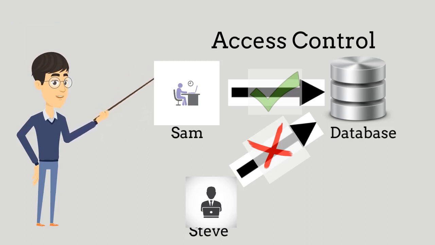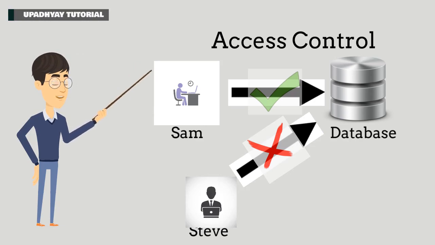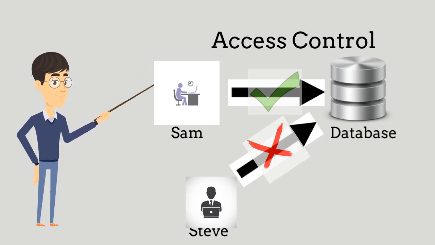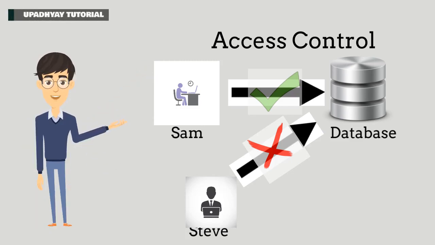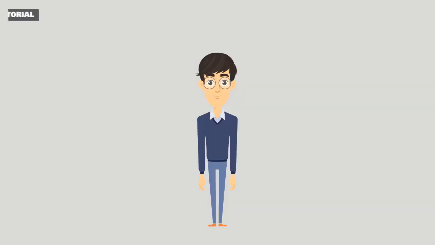But what about Sam? Being an employee of the bank, he can view the details of all the customers of the bank. This is because he has to help customers coming to the bank. How is this made possible? Well, here's where access control comes into play. An access control mechanism is set up which allows Sam to check all the accounts, and the same mechanism restricts Steve from doing so. I hope access control is clear to you now.